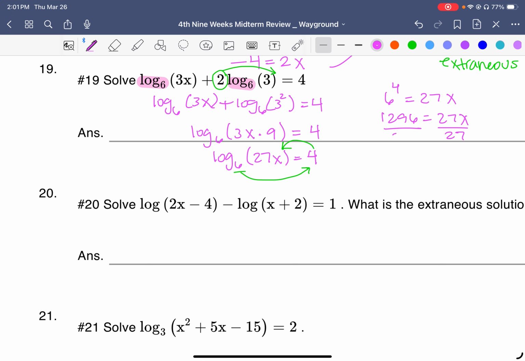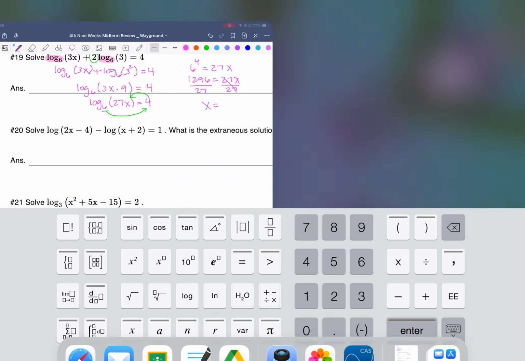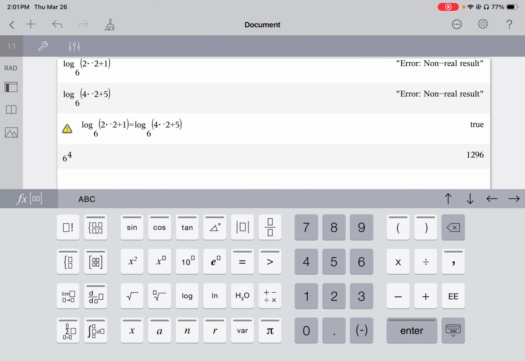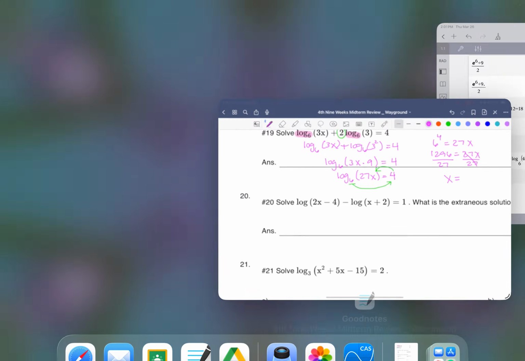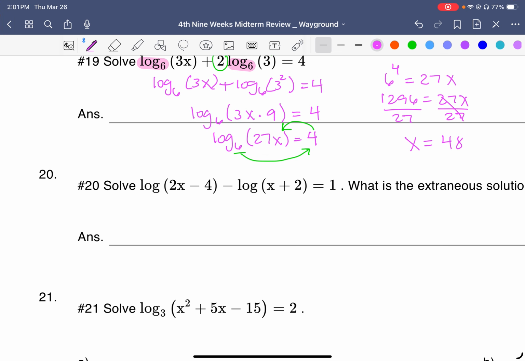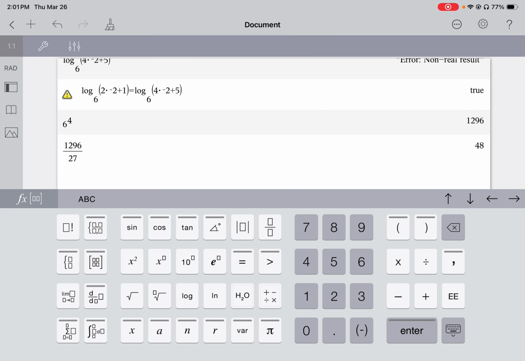I'm going to divide by 27 so that I can get x by itself. So let's see if that reduces. Let's say 1296 divided by 27, which is 48. So x equals 48, okay? But remember that before you do that, I want you to plug it in. Not that I just want you to, it's a must. You must plug it in every time you're doing logarithms.